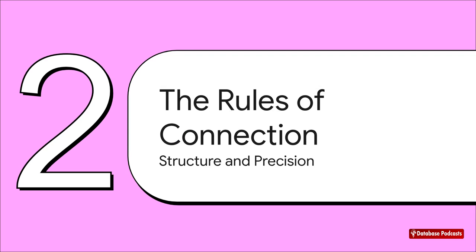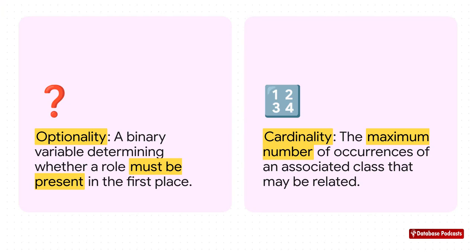All right, so we've got our nouns, adjectives, and verbs. But just a pile of words isn't a language, is it? You need rules. You need grammar to make sure everyone is forming clear, unambiguous sentences. In data modeling, that precision comes from two key ideas. Let's talk about optionality and cardinality. Now, they might sound a bit technical, but honestly, they answer two very simple, very human questions.